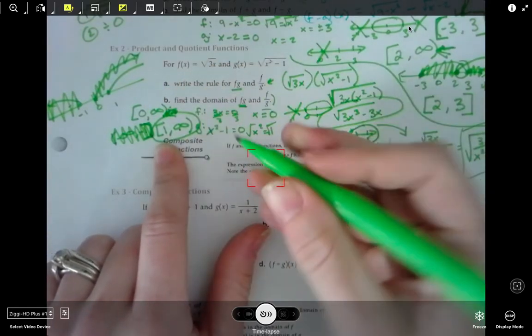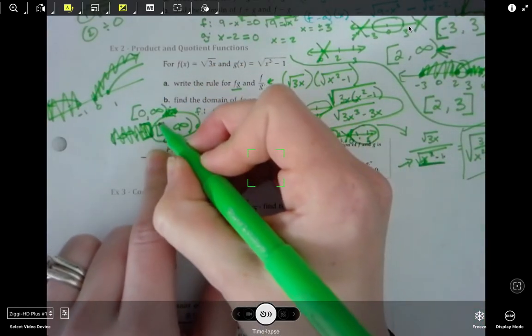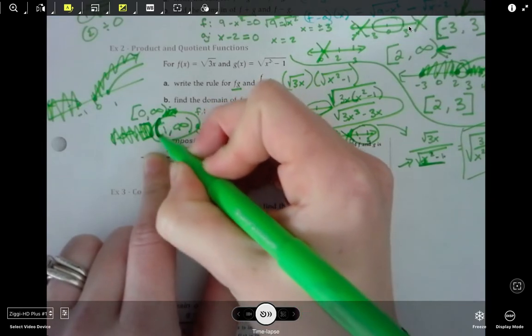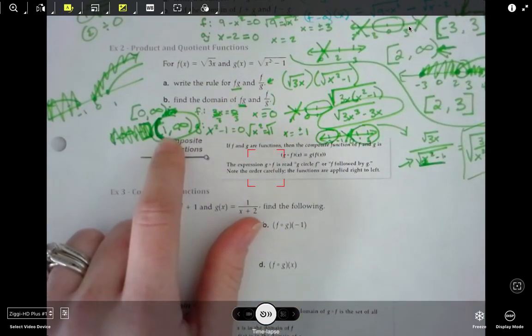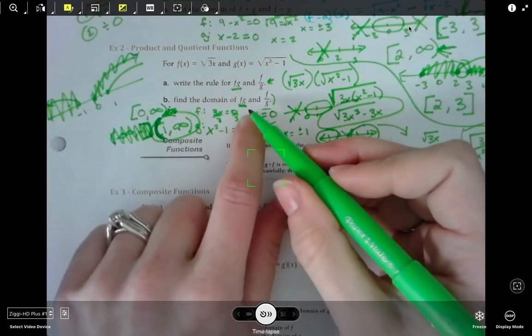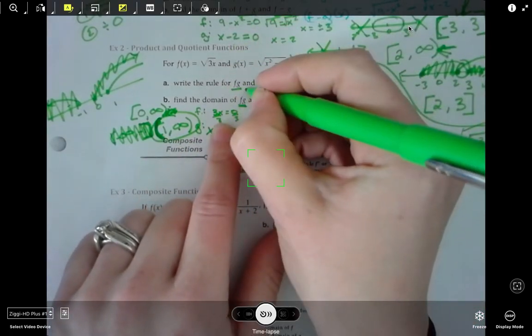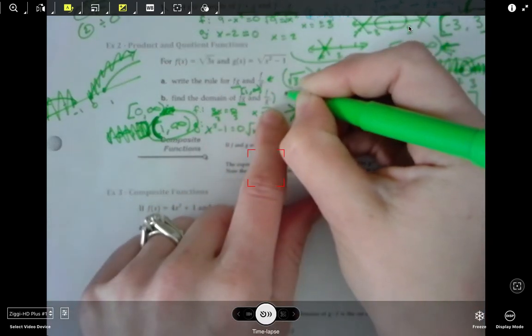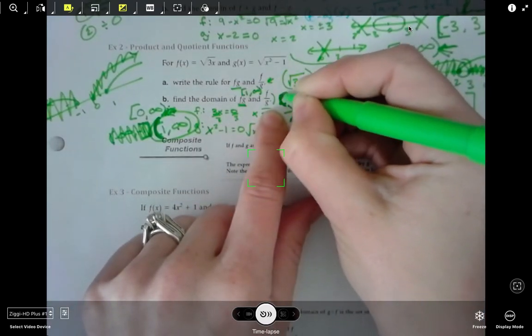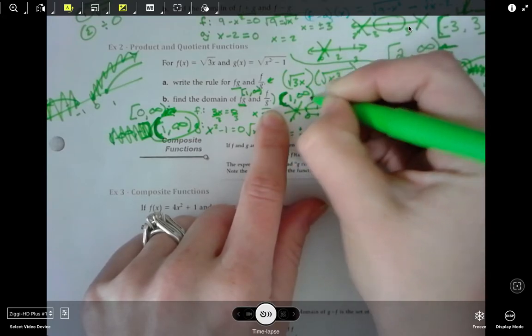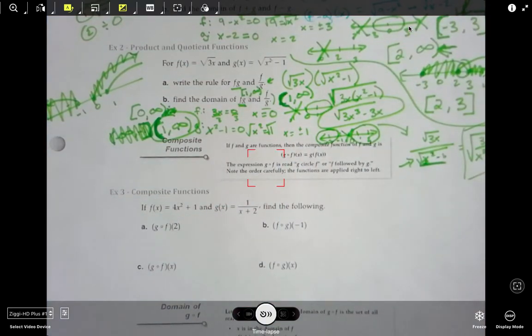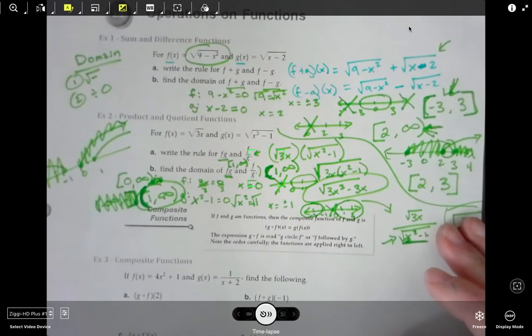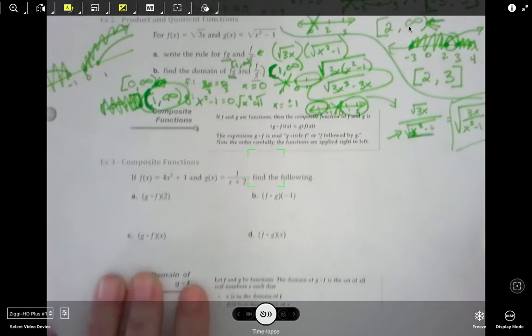So now this changes from this to a bracket because we cannot have 1 exactly. So my domain of f times g can stay as 1 comma infinity, but f divided by g is parentheses 1 comma infinity because we can't have that 1 in the bottom there. Okay, that is such a mess. Look at all that. It gets better. This is easier.